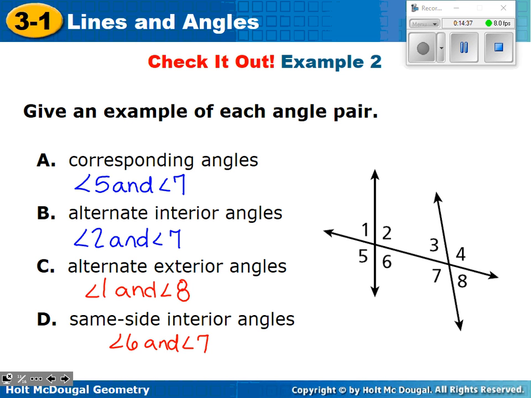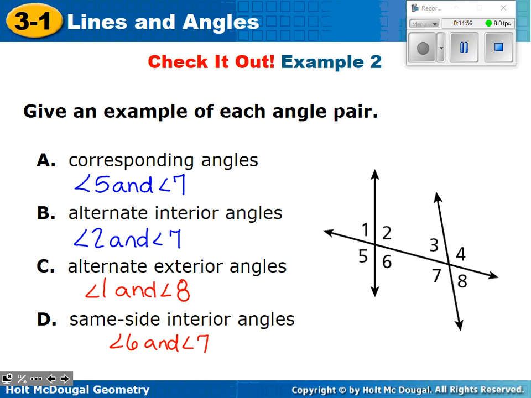And they didn't ask you for same side exterior, but Sydney, could you give us a pair of same side exterior angles? Yes, correct. Angle 5 and angle 8, same side exterior. Anybody have different answers and they're not sure if they're right and want me to check what you have?